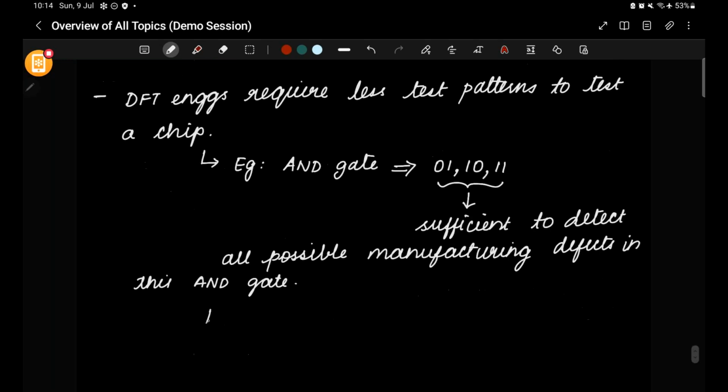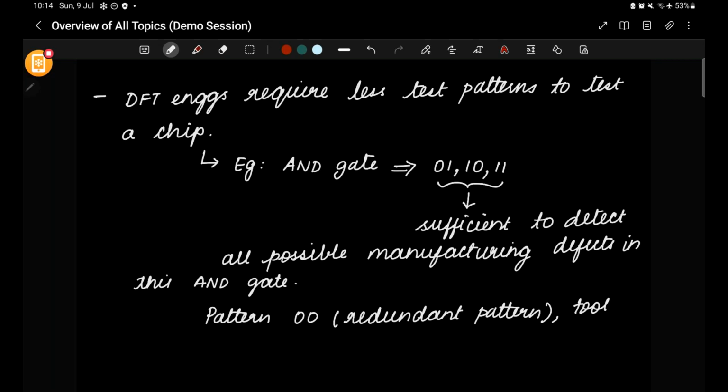So the pattern 0, 0, 0, 0 is actually a redundant pattern. So the tool will not write it in the final pattern list.